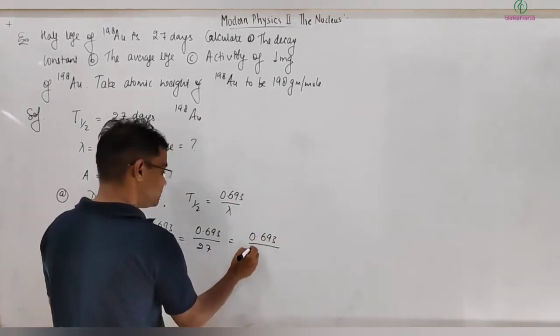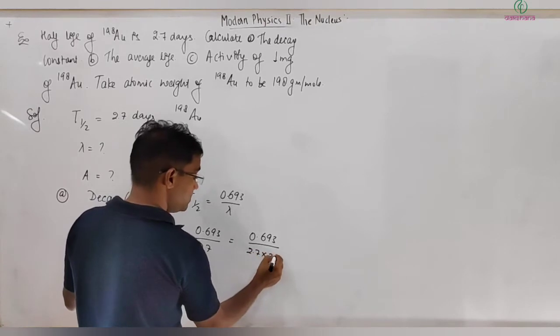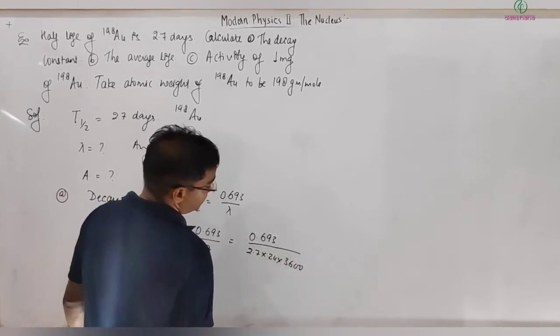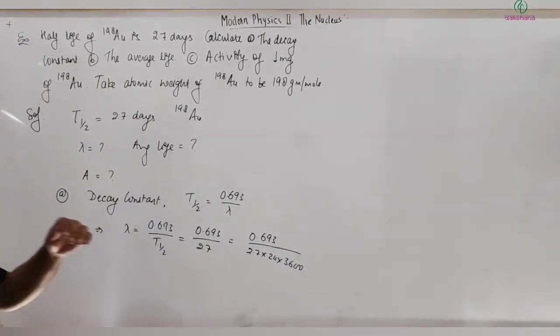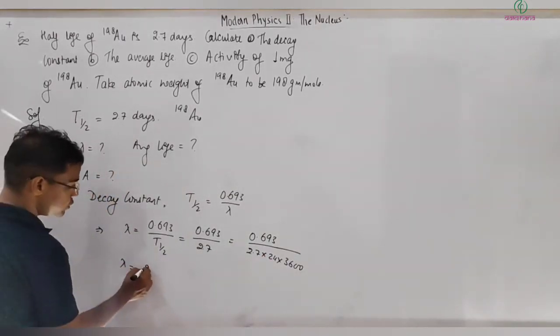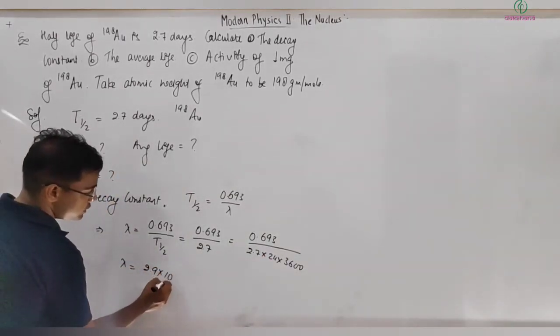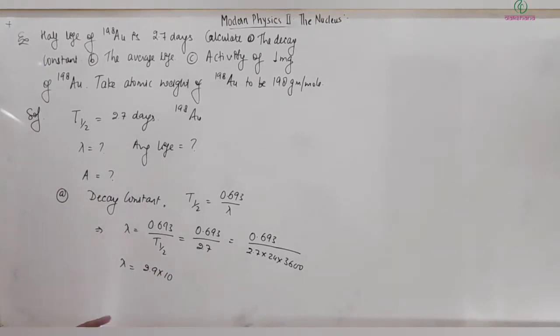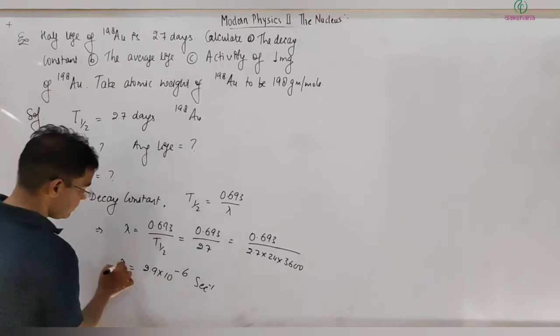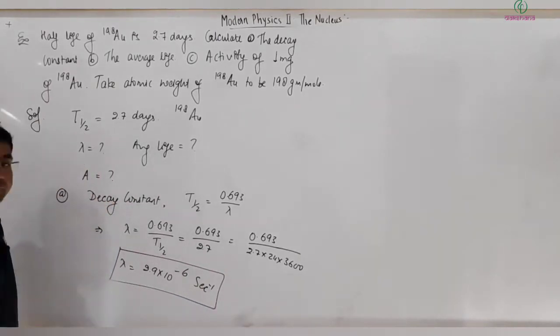0.693 divided by 2.7 days, which means multiplied by 24 hours multiplied by 3600 seconds. We can simplify it, and I am writing the result directly. Lambda comes out to be 2.9 into 10 to the power minus 6 per second. This is lambda. Clear?